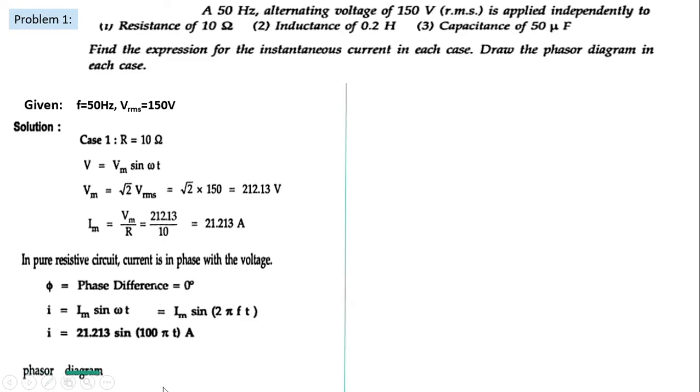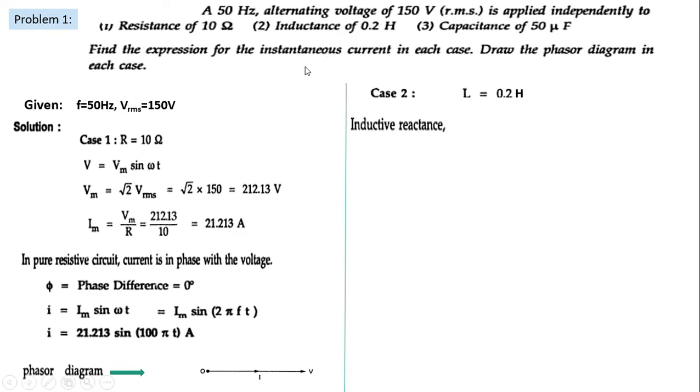Now the phasor diagram, which represents the angle between voltage and current. In pure resistive circuit, current is in phase with voltage. So current I and voltage V both are in the same direction. Let us take case 2. L is equal to 0.2 Henry.